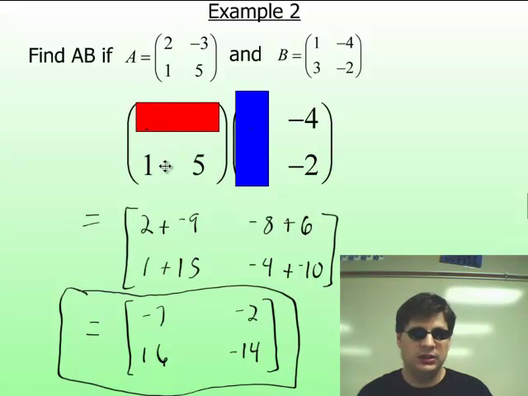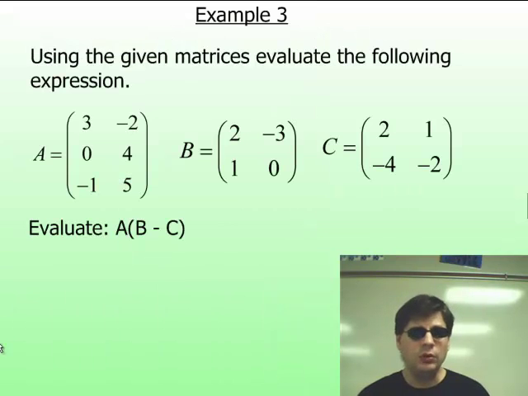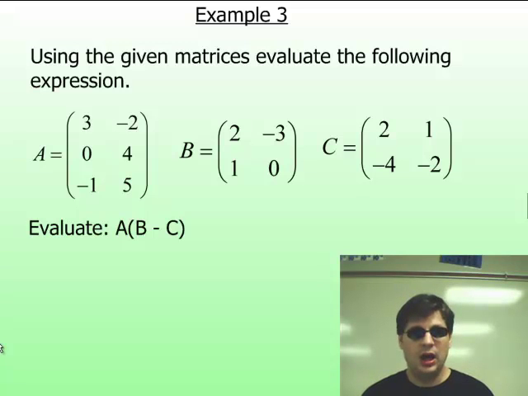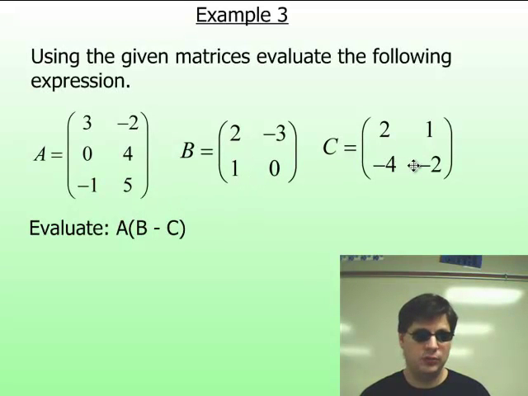And then finally the second row, second column, 1, -4, 5, -2. Okay, so we're going to be using given matrices, and we're going to evaluate another expression. So here we're going to evaluate A times B minus C, where A is a 3 by 2 matrix and both B and C are 2 by 2 matrices. So let's look at what that looks like when we set that up.